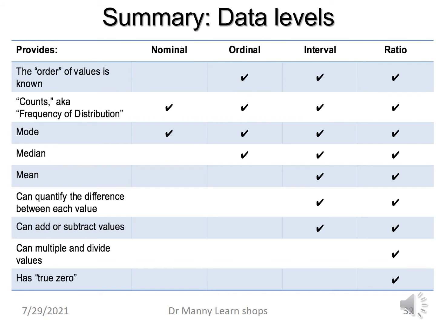So to summarize data levels, you have 4: nominal, ordinal, interval, and ratio. The order of the values is not known in nominal, it's not used. It is known in ordinal and interval and ratio. There's a frequency distribution in all 4. The measure of central tendency in nominal is mode, in ordinal, mode and median, in interval and ratio, all 3: mode, median, and mean.